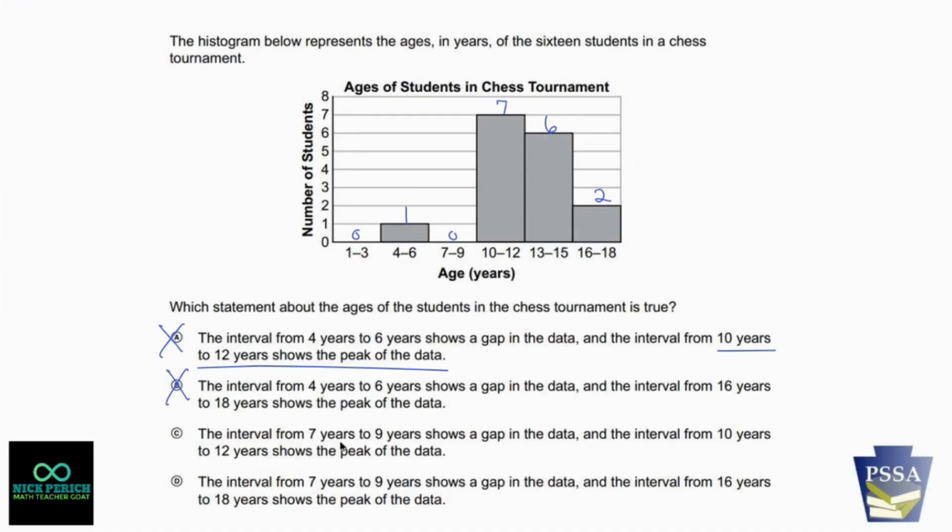The interval from 7 to 9 years shows a gap in the data. Yes, I agree with that. And the interval from 10 to 12 shows a peak in the data. I agree with that too. But let's see why D is wrong. The interval from 7 to 9 years shows a gap in the data. That's true. The interval from 16 to 18 shows a peak in the data. No, not even close. So the only answer that makes sense here is C.